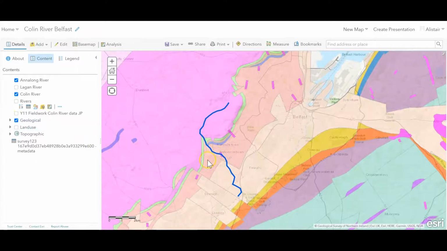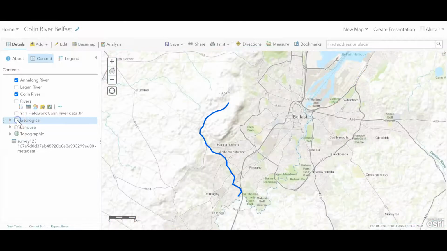Mudstone is much more vulnerable to erosion than your basalt would be, so we could expect the erosion rates here to be faster and higher as a result of the changing geology as you move down. But it's not just geology that changes as you move downstream, land use as well.